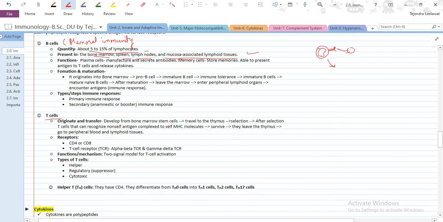Okay, they start processing and they divide into two types of cells. As I told you above, every cell divides into two types. One is the memory cell and another is the fighting cell. So these are B memory cells, and these are the plasma cells.